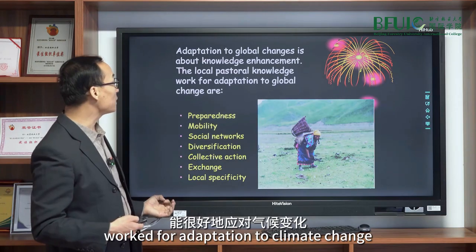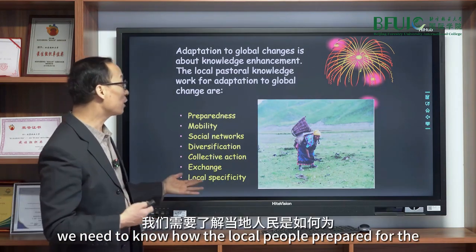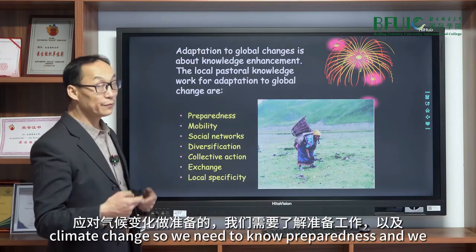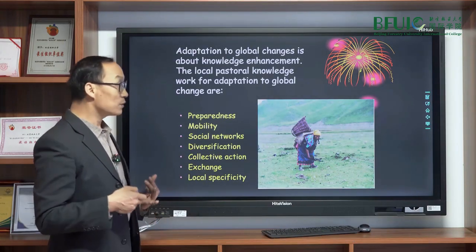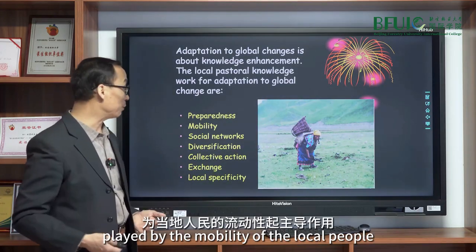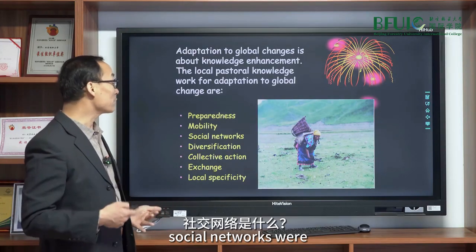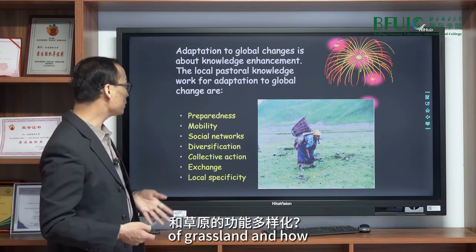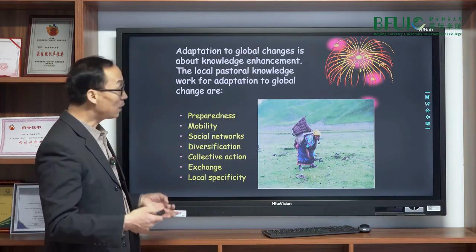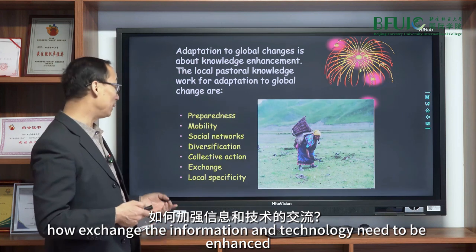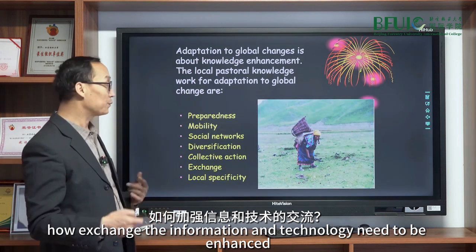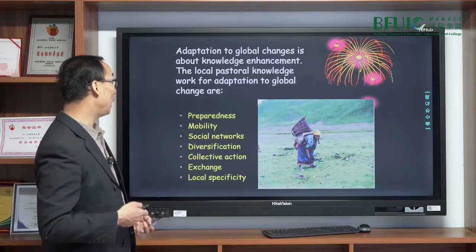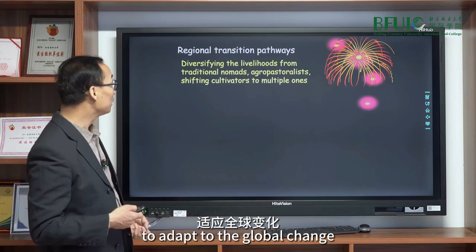pastoral knowledge that worked for adaptation to climate change. We need to know how the local people prepared for the climate change. So we need to know preparedness. And we need to understand the key role played by the mobility of the local people, what the social networks were, how they diversified their livelihoods, the functions of grassland, and how collective actions in society play a role, how information and technology exchange need to be enhanced, and how to enhance the local specificity to adapt to the global change.